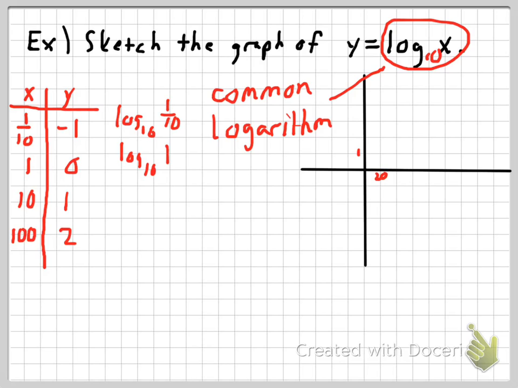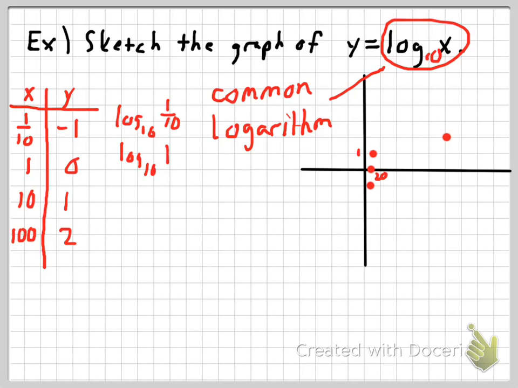Whoops, that would be really close to the y-axis as well. So let's put that there. We said when x is 10 that y is going to equal 1. And we said when x is 100, and you go 20, 40, 60, 80, 100, that y is equal to 2. That's going to be way out there.